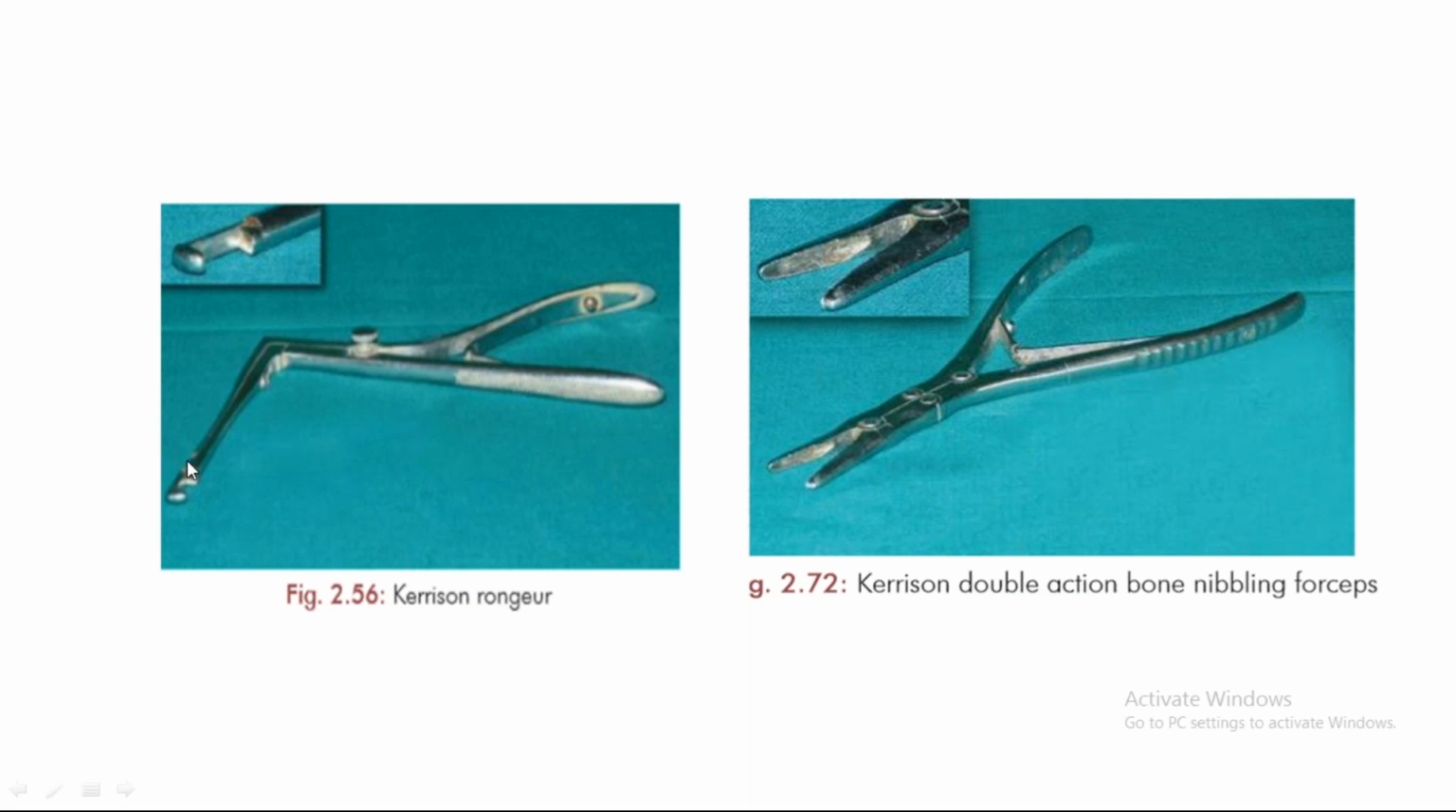Here you can see this is a Kerrison rongeur, and you can see here the bone is caught between the two. When you press this, this segment moves forward and tries to meet the other one. Thereby the bone is caught in between, and you just twist it and the bone comes out. Or you can also use a Kerrison double action bone nibbling forceps, and just twist it to nibble away the bone.